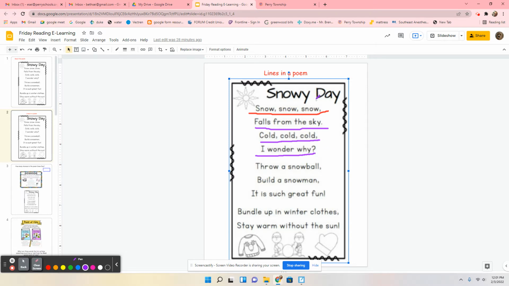I'd like for you to press pause and count how many lines are in the poem, and then press play and let's see if we get the same number of lines. All right, welcome back. Hopefully you saw that there are 9 lines in the poem. There are 9 lines. Let's count together. 1, 2, 3, 4, 5, 6, 7, 8, 9. And the lines on the bottom are a little longer than the lines in the first 2 stanzas.